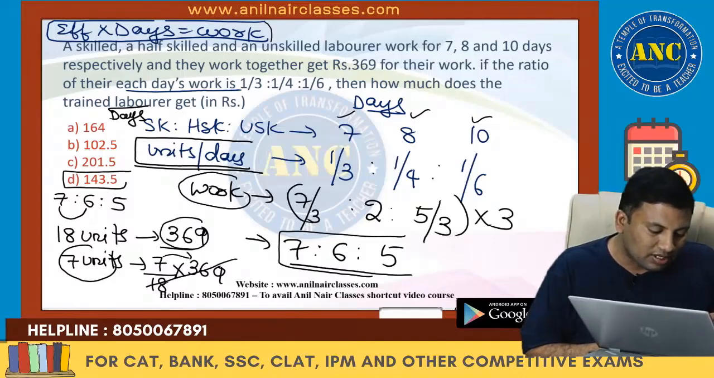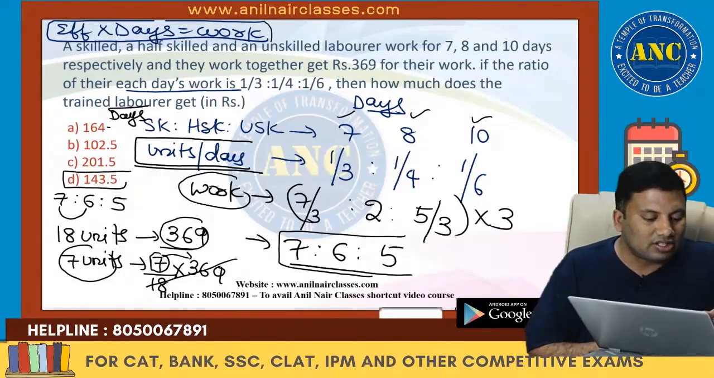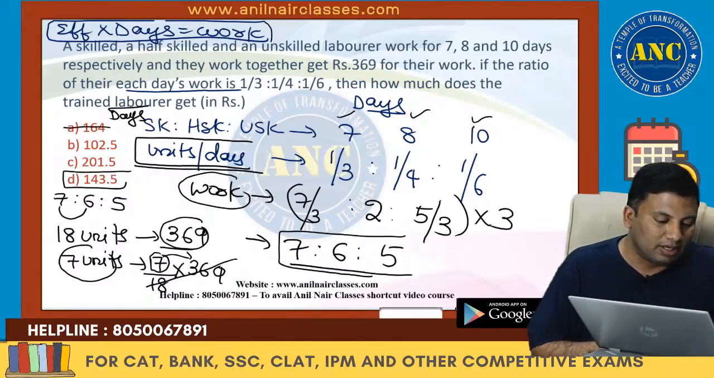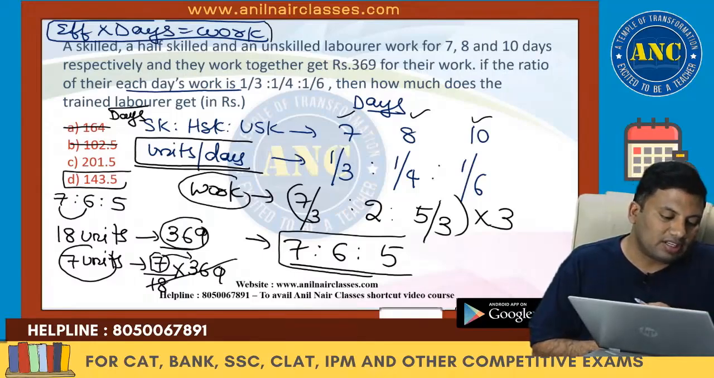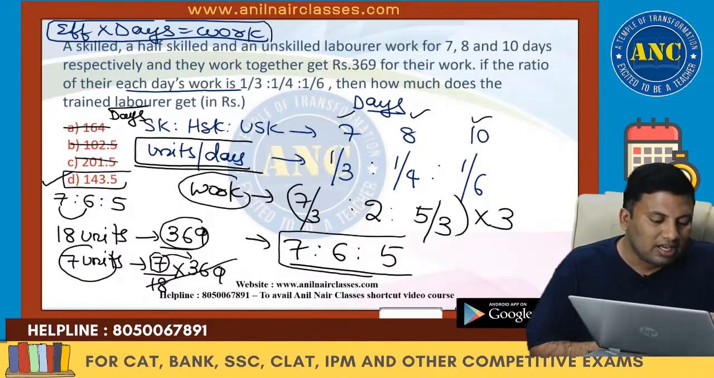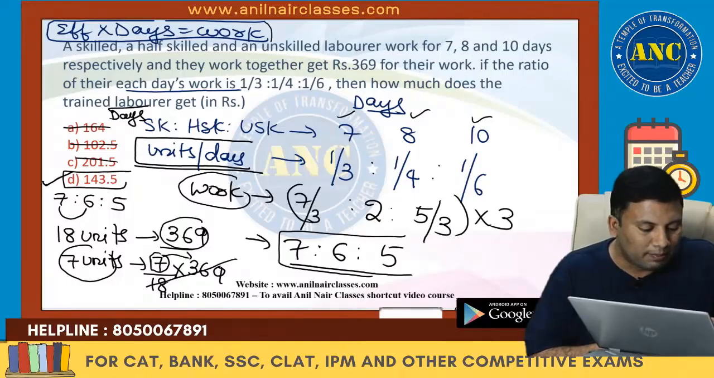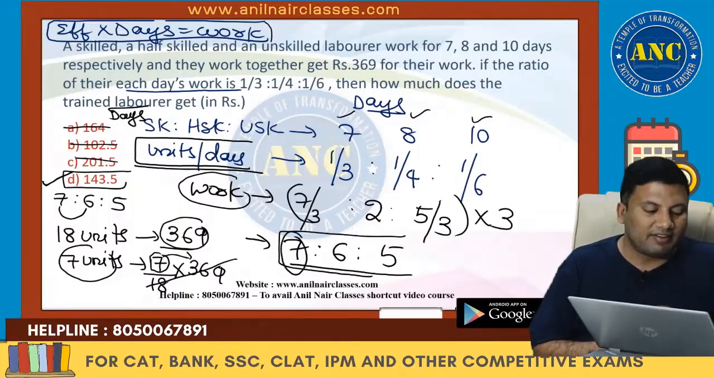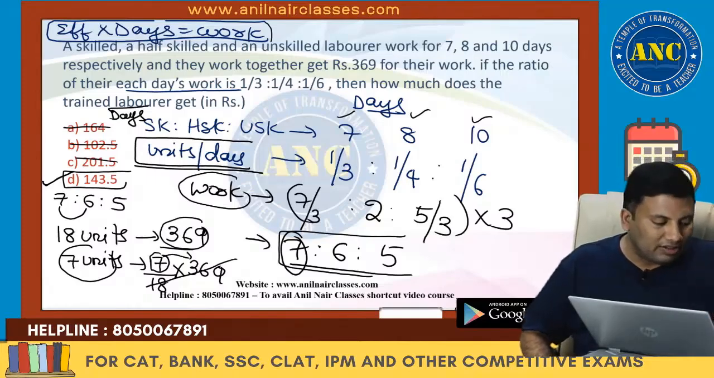This is 7 into something. 7 is a prime number. Answer should be divisible by 7. 164, it is not divisible. 102.5, 7 ones are 7, 32, 7 fours are 28, not divisible. 7 twos are 14, 61, 7 eights are 56, not divisible. 7 twos are 14, 7 fives are 35. Only one option is divisible by 7. Here only we can see 7 is a prime number. Answer should be divisible by 7. 143.5, this is the answer.